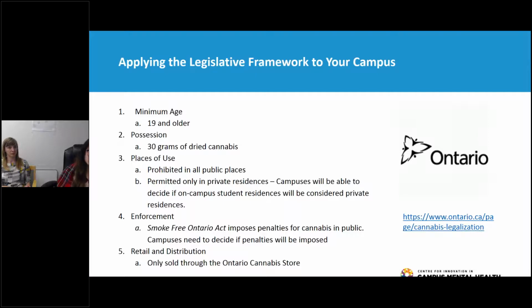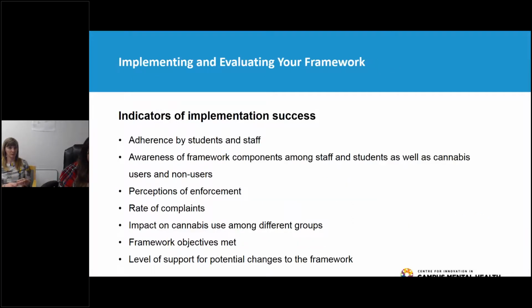So you can use that link to go into the page from the Ontario website to look into more of the legal framework. And on the guide itself, we're going to go into that in a lot more detail, just trying not to take up too much time here.